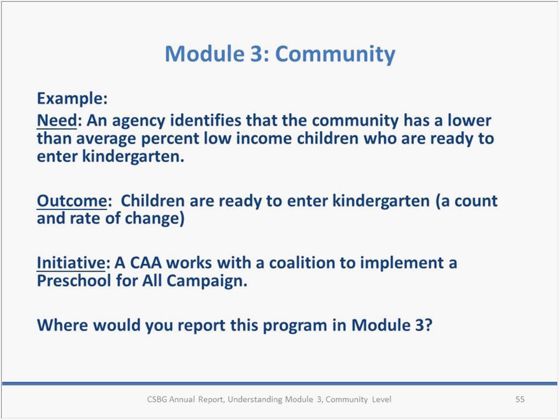The next is a community identifying a lower than average percent of low-income children who are ready to enter kindergarten. So this is an issue that they've identified. The children from families with low income are not ready to enter kindergarten at the same rate as the general population. And so what is their outcome? They want to be sure that children are ready to enter kindergarten, and they can think of a count and a rate of change. What's their initiative? They're going to work together with a coalition to implement a preschool for all campaign. We're going to report that.